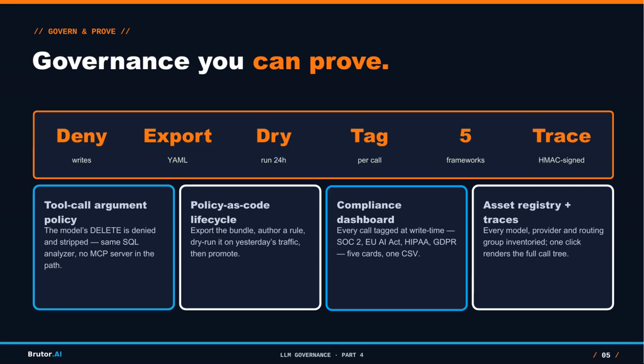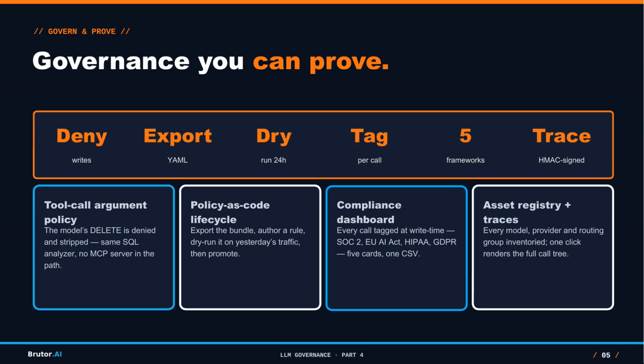Deny the rights. Export the rules as YAML. Dry run against real traffic. Tag every call across 5 frameworks with an HMAC signed trace. Then the 4 pillars beneath it. A tool call argument policy that denies the model's delete, the same SQL analyzer as the MCP demo with no MCP server in the path.